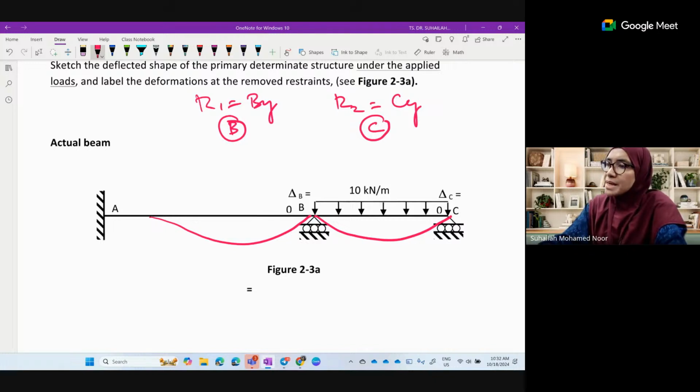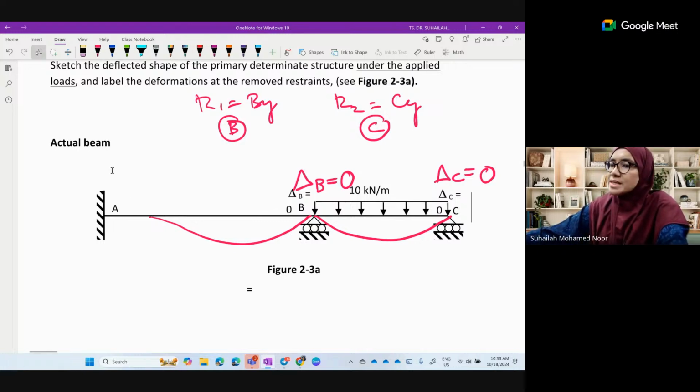So at B delta B, sebab the roller support kat situ is equal to 0. And delta C at roller is equal to 0. Okay, we mark displacement at redundant position. Even though dekat A pun ada displacement, tapi kita tak mark yang tu. Okay, we just mark the displacement at redundant position. Okay, so this is actual beam.